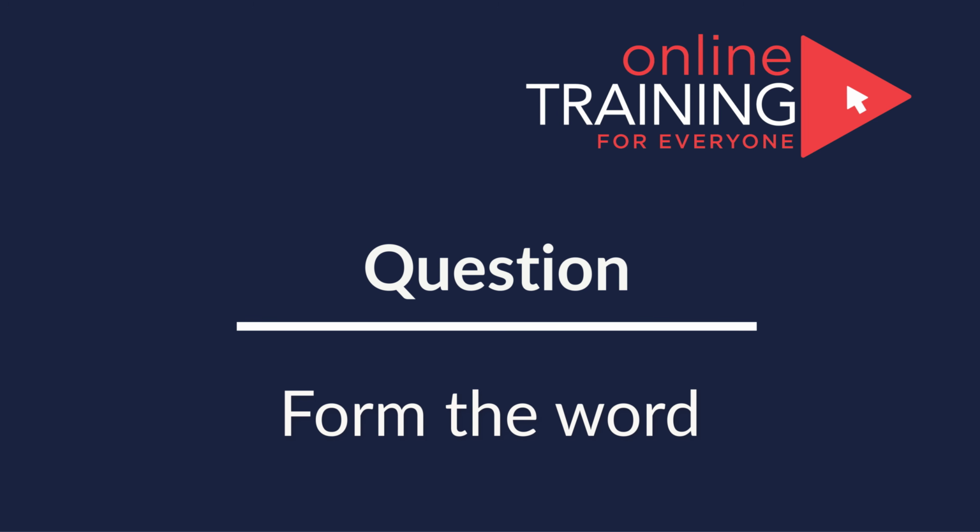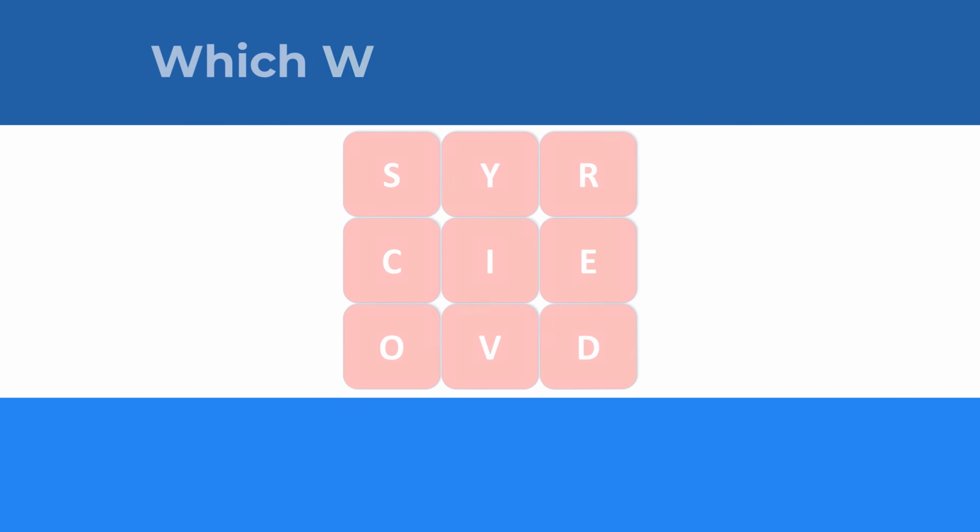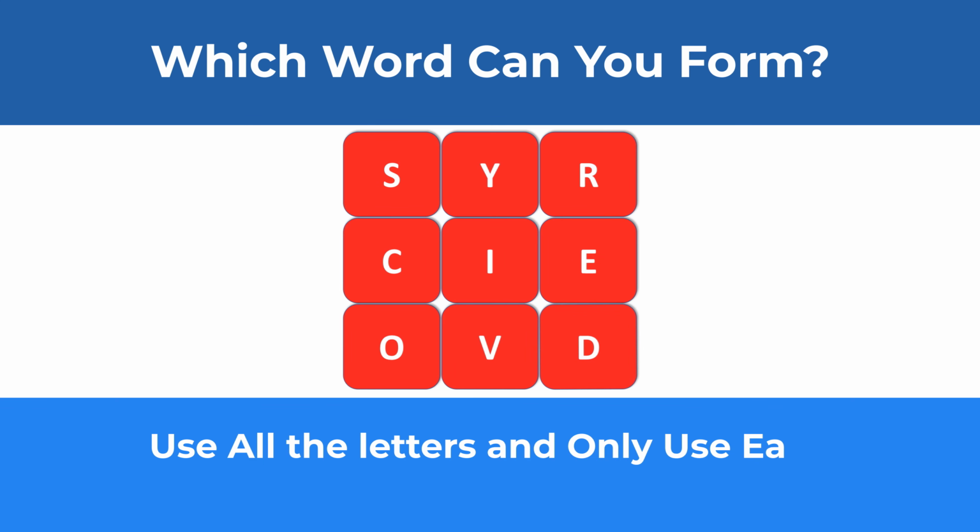Let's look at the interesting question where you need to form the word. You need to use all the letters and only use each letter once. You're presented with 9 letters. Those 9 letters are S, Y, R, C, I, E, O, V, D. And you need to form the word using all the letters.